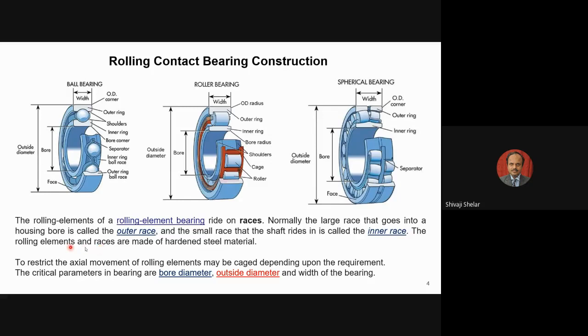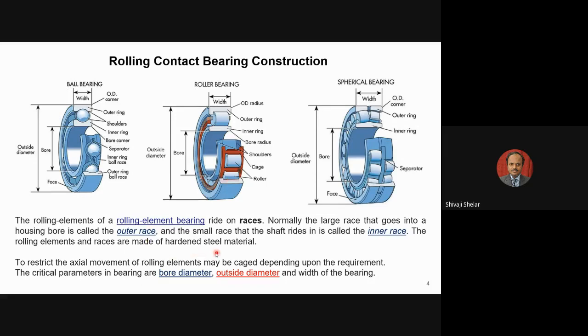The rolling elements and races are made of hardened steel material because they have a large amount of friction here. They have to support very heavy load, and the contact here is normally a point contact or at maximum a line contact. So there is a large amount of surface stress, which we call contact stress. To bear that contact stress, you require a material with high strength. So you cannot use normal material for manufacturing the bearing. You have to use good quality steel, and this steel also needs to be hardened.